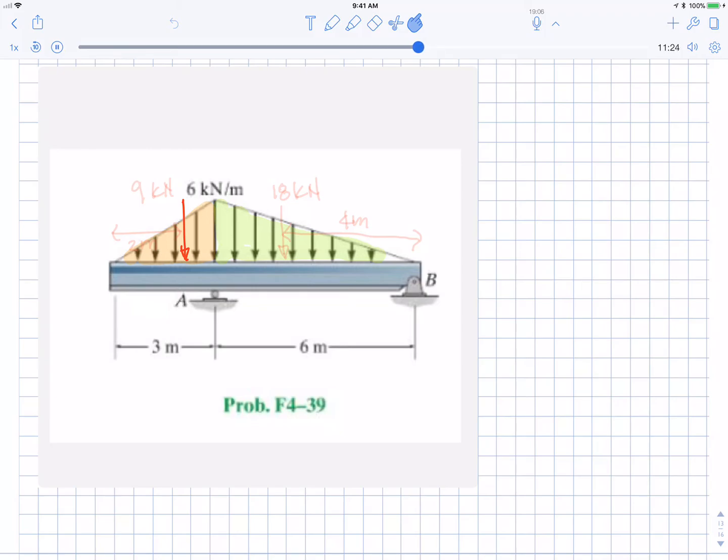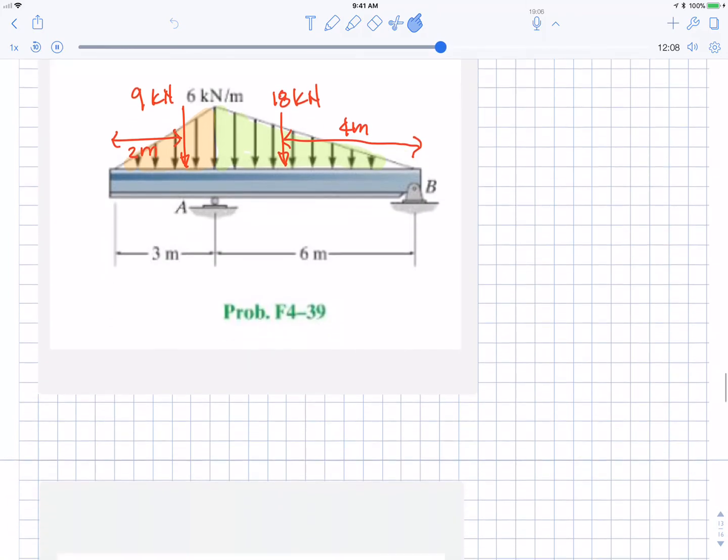So the area of a triangle, base 3, height 6, 1/2 base times height, that's 9 kilonewtons. And the centroid of a triangle is 2/3 of the base, which in this case is 2 meters, over from the pointy end. Here for the green triangle, 1/2 base times height, 1/2 times 6 times 6 is 18 kilonewtons. And again, 2/3 of the base is, in this case, 4 meters, and that's again from the pointy tip of the triangle. Notice that the units work out. The area is base times height. Height is kilonewtons per meter, and the base is in meters, so kilonewtons per meter times meters is just kilonewtons.